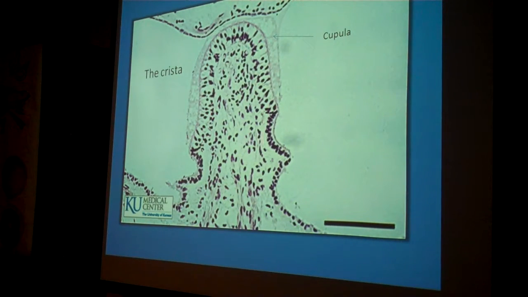Okay. But this is a crista. This is a cupula. That little mucous membrane on top of it there. You can almost see, these are the hair cells that are sensitive. You can almost see the axons start to form nerves down in here, okay, as it's sending a message into the vestibular nerve. Okay. So you might see this picture again.